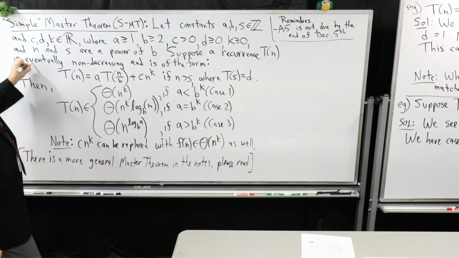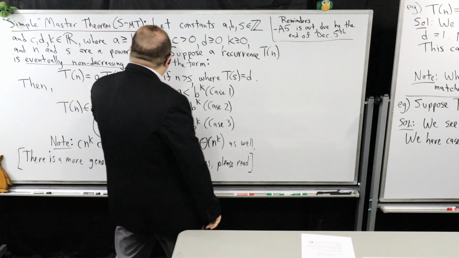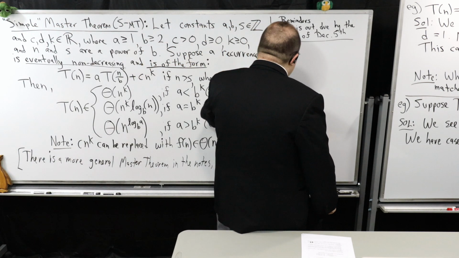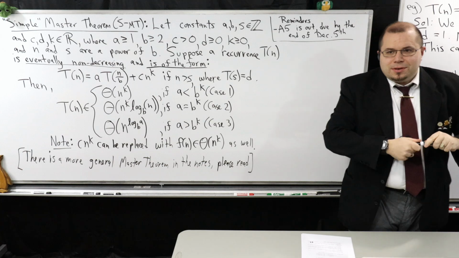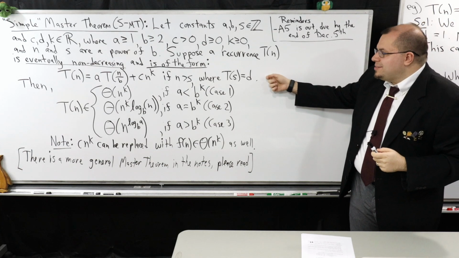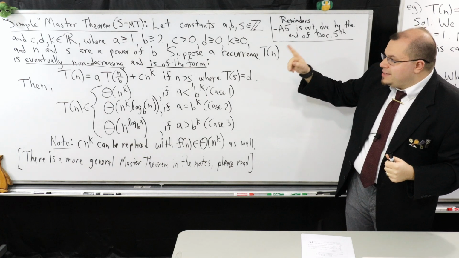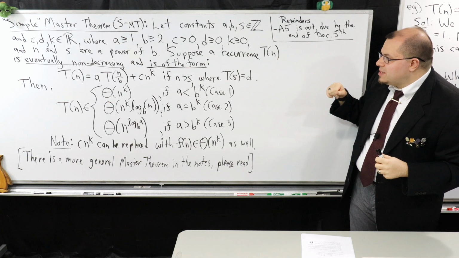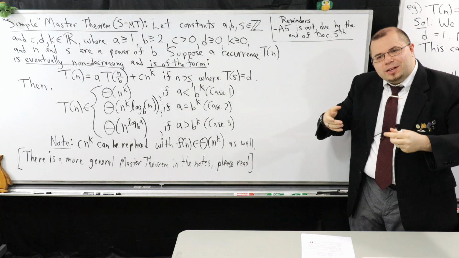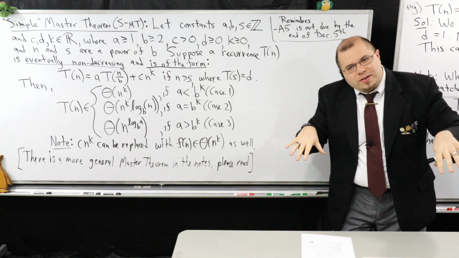So suppose T(n) is eventually non-decreasing, which we talked about the other day, and it is of the following form. This should look quite similar to the one I showed you the other day: T(n) is equal to a times T(n/b).